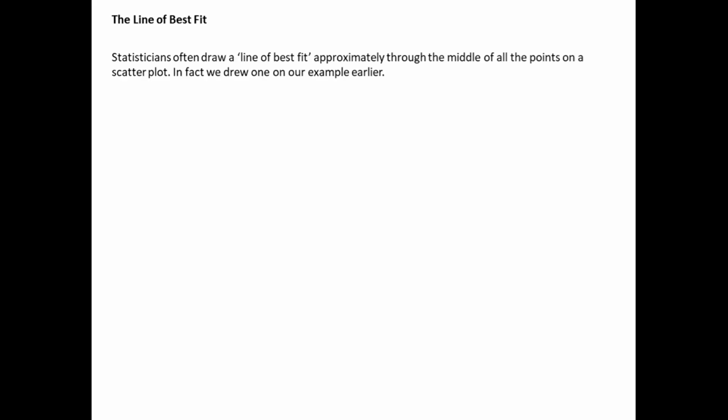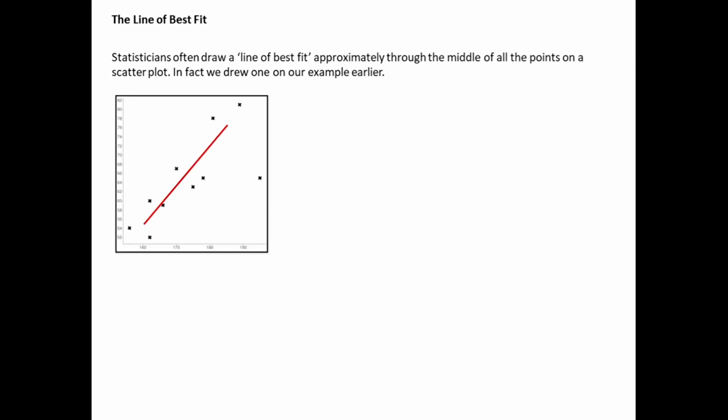If you have a linear correlation, a line of best fit will be a straight line that goes approximately through the middle of all the points on the scatter plot. In fact, we drew one in our example a little bit earlier. There we go. That red line there is a line of best fit. It's a bit of approximation. One could differ slightly from person to person on exactly where the line of best fit goes, but the general region that the line of best fit would go somewhere here would be pretty standard.